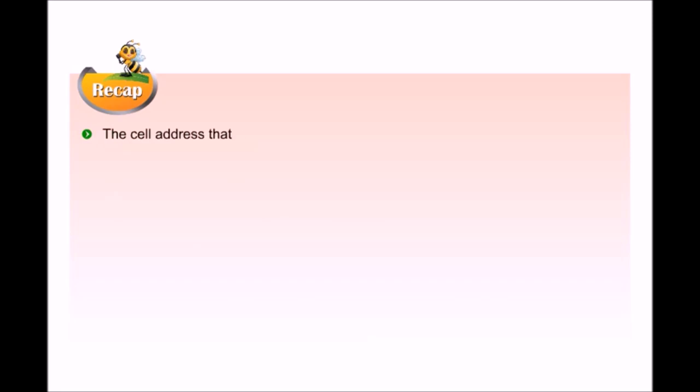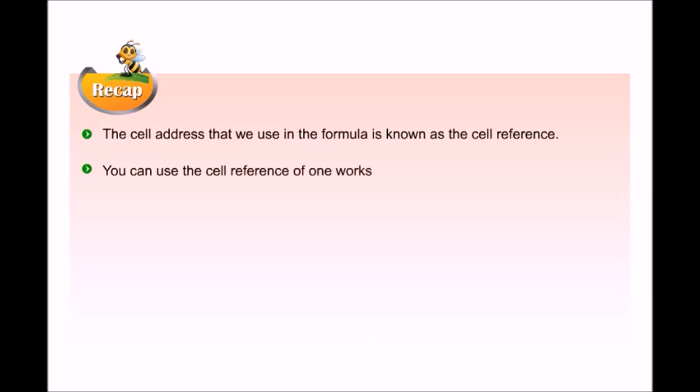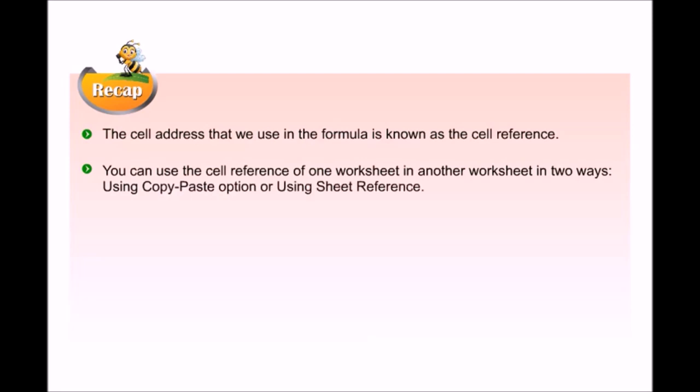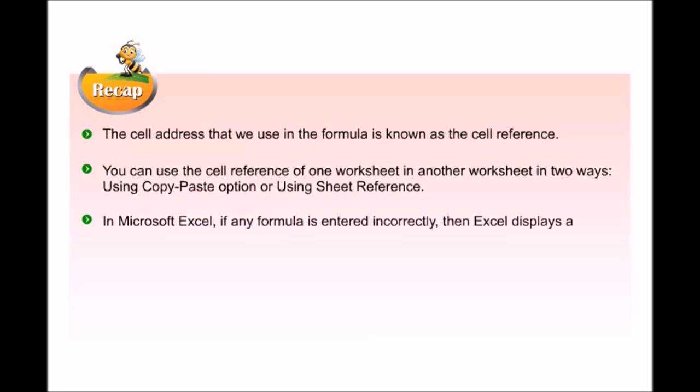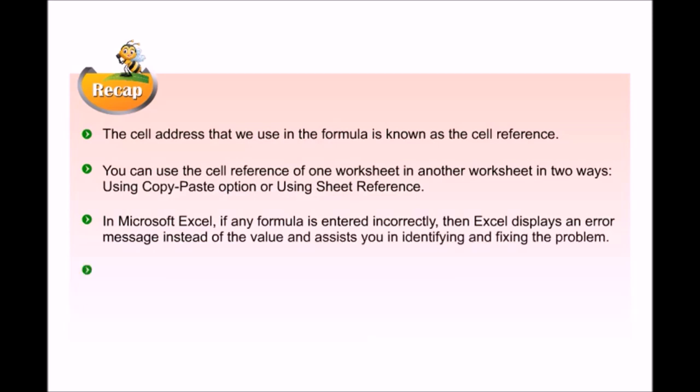The cell address that we use in the formula is known as the cell reference. You can use the cell reference of one worksheet in another worksheet in 2 ways: using the copy-paste option or using a sheet reference. In Microsoft Excel, if any formula is entered incorrectly, then Excel displays an error message instead of the value and assists you in identifying and fixing the problem. In the Function Library group, all the functions are categorized by their functionality.